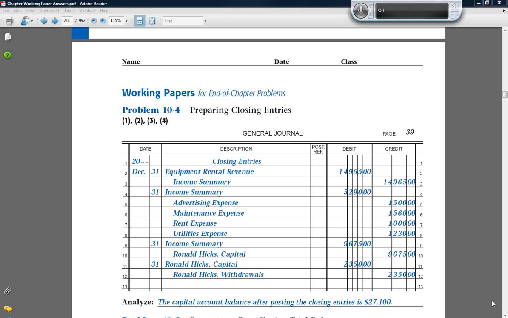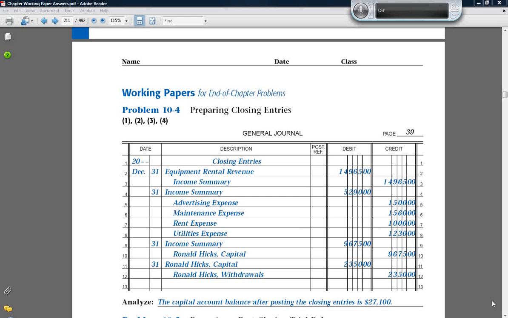So we debit income summary $9,675. Credit Ronald Hicks Capital for $9,675. That is net income because my revenue are greater than my expenses. Or I could have posted the first 2 transactions to find my account balance of income summary. Would have been a credit balance of $9,675, and then I would debit income summary to close the income summary account.